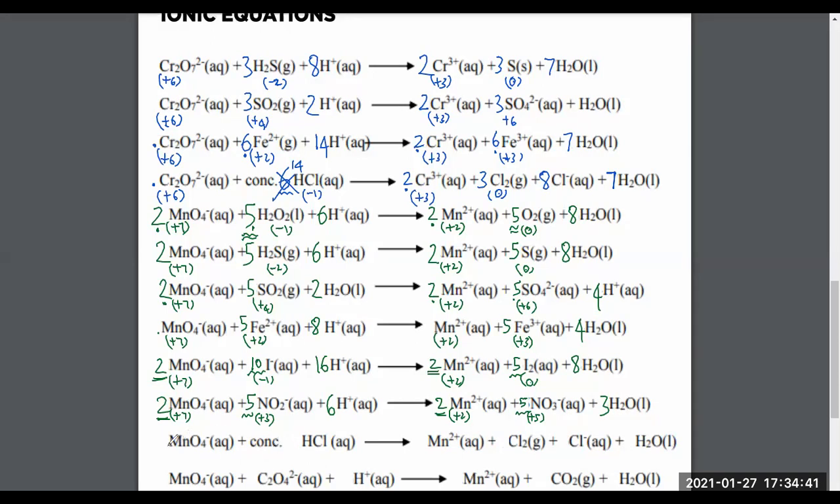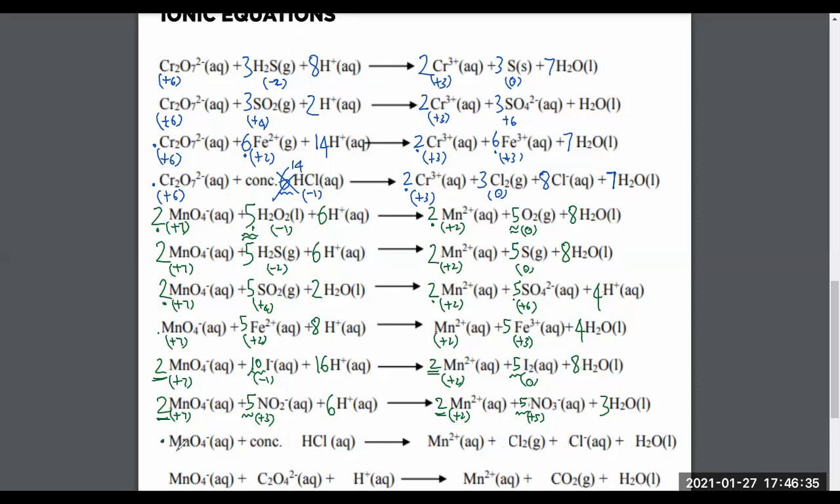And this one now, it is similar to this question we did, the one where dichromate reacted with concentrated HCl. This is similar to that. Here permanganate is reacting with concentrated HCl, so both will be more or less the same. Let's see.